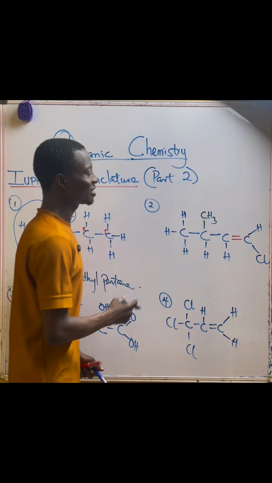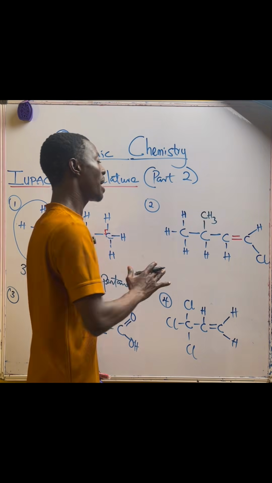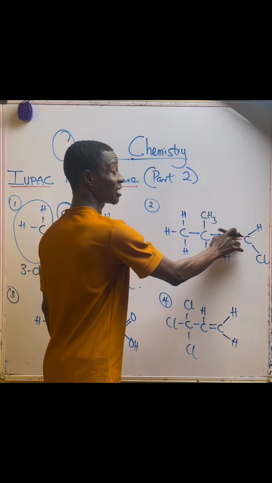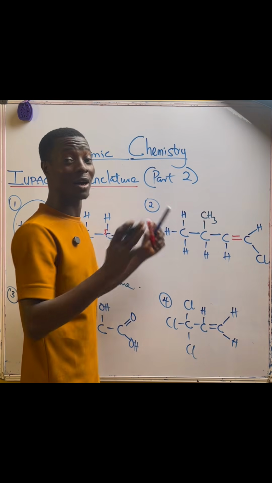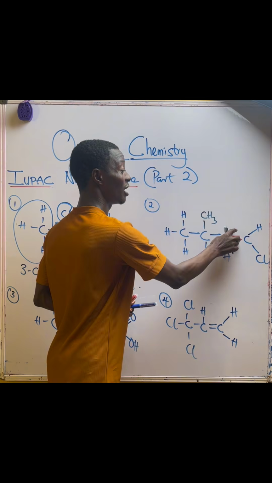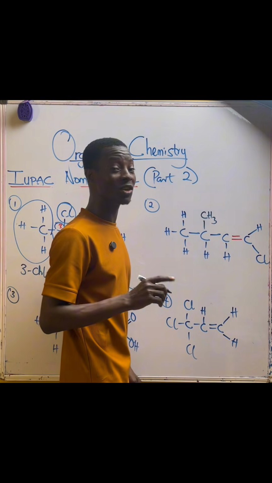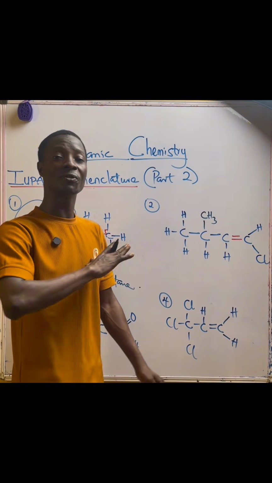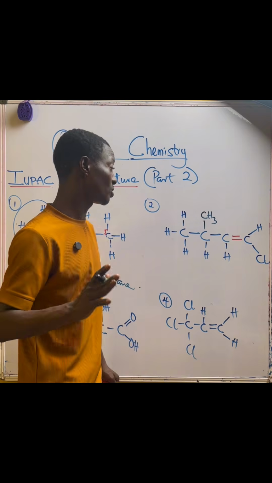Okay, this compound, observe it very well. We have a double bond there, right? And because we have a double bond there, we have to take this into cognizance. We have to take note of it. So, how can I count the longest carbon chain? The first thing I am going to do, irrespective of whether there is a functional group or anything there, is count my longest carbon chain. So how am I going to count?